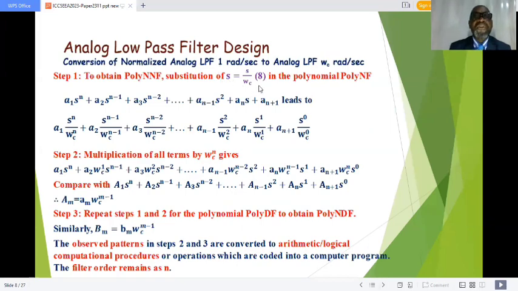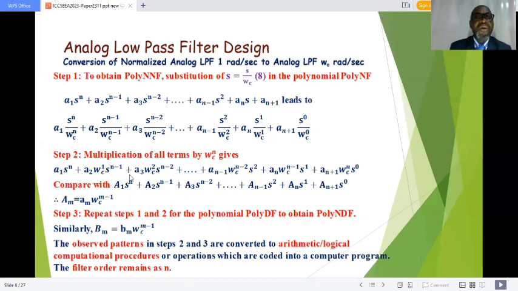In this case, don't forget, we are going to substitute equation 8. When we carry out the substitution, this is the numerator polynomial. When we substitute equation 8 into it, we are going to have this. Multiply through by omega C raised to power N. That's going to lead to this.